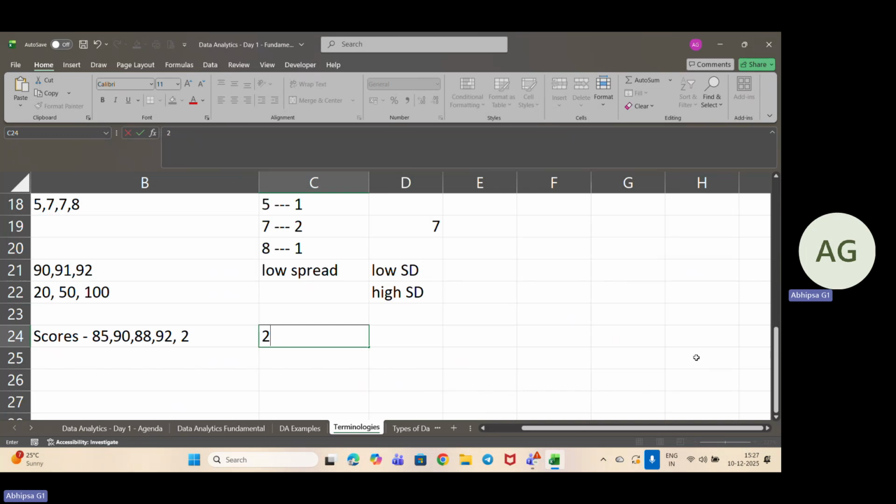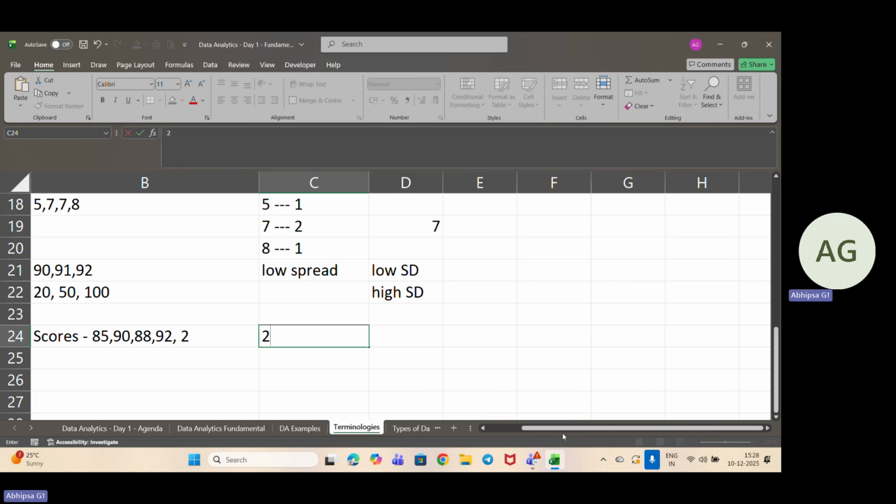So that is what is considered an outlier. An outlier is a value that is different from the rest of the values that we are considering. All these values have a proper trend and come from the same genre, but 2 is way different from them. So this is called an outlier.